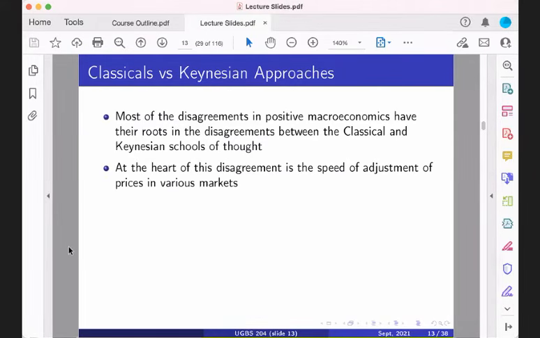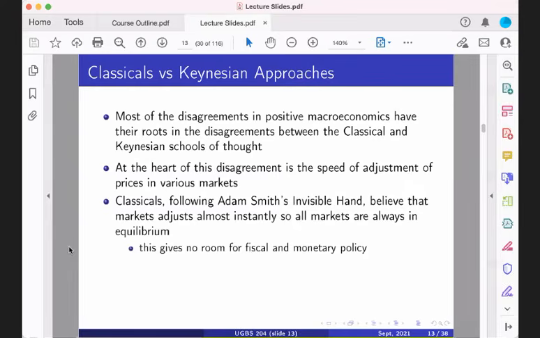So at the heart of this disagreement is the speed of adjustment of prices in various markets. Classicals, following Adam Smith's invisible hand, believe that markets adjust almost instantly, so all markets are always in equilibrium. This gives no room for fiscal policy or monetary policy. Leave the economy alone. Nobody should conduct any sale and purchase of treasury bills to influence money supply, nobody should increase government spending or generate more revenue. That's what the classical people believe in.